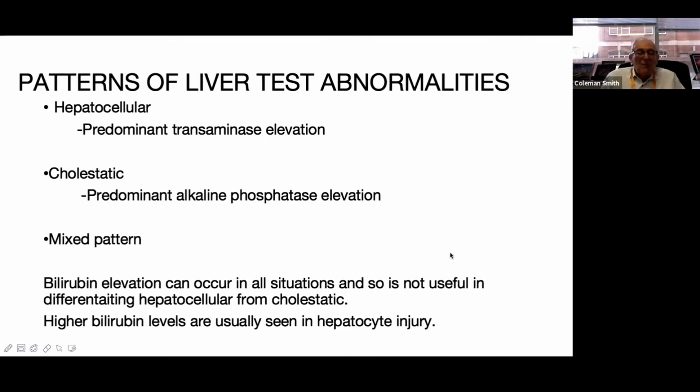Okay. So hepatocellular injury is usually associated with transaminase elevation, and cholestatic injury is usually associated with predominant alkaline phosphatase elevation, and sometimes you can have a mixed pattern, especially in certain types of drug-induced liver injury. So the bilirubin elevation itself can occur in all situations. If you have a very high bilirubin level, that usually implies intrahepatic causes rather than extrahepatic causes.